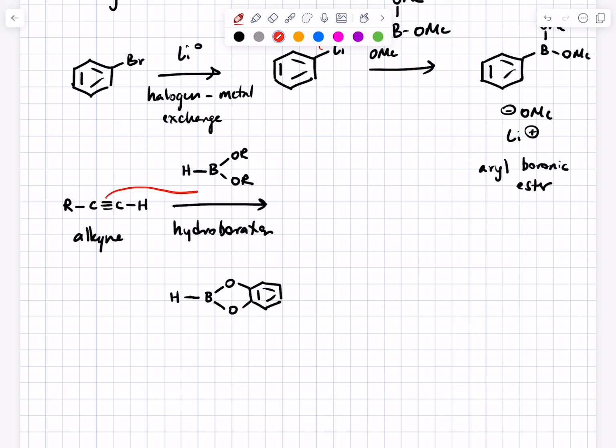Here's the mechanism of a hydroboration reaction. The carbon-boron bond starts to form first, and then hydride gets delivered to the more substituted carbon where positive charge starts to build up. And you end up with this, again, boronic ester, in this case, a vinyl boronic ester. Okay.